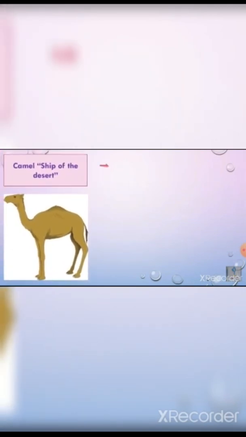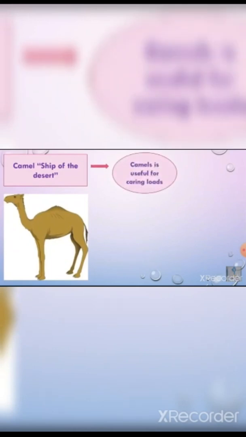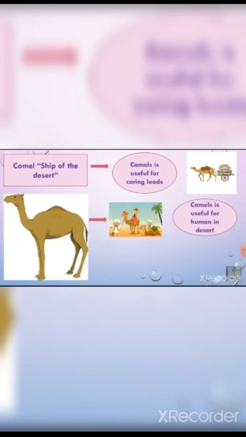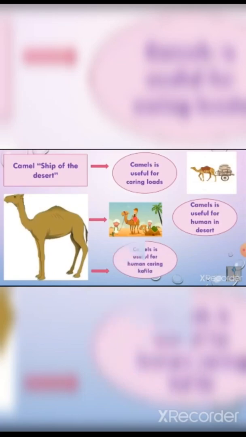And this is the camel. What is the specialty of the camel? Camel is called the ship of the desert, and the camel is useful for carrying loads in deserts. Especially the camel is useful for humans in deserts in many ways. Camel is useful for human carrying, that is called kafila.